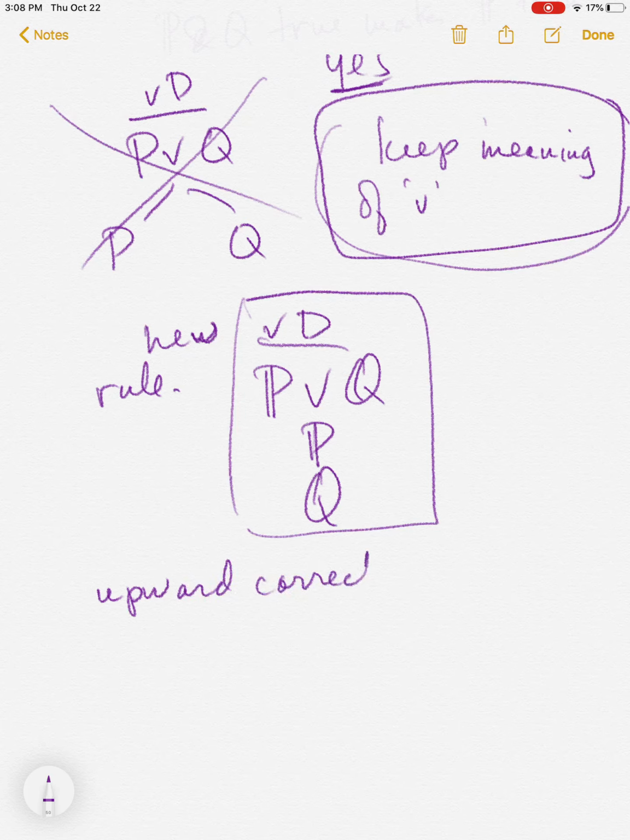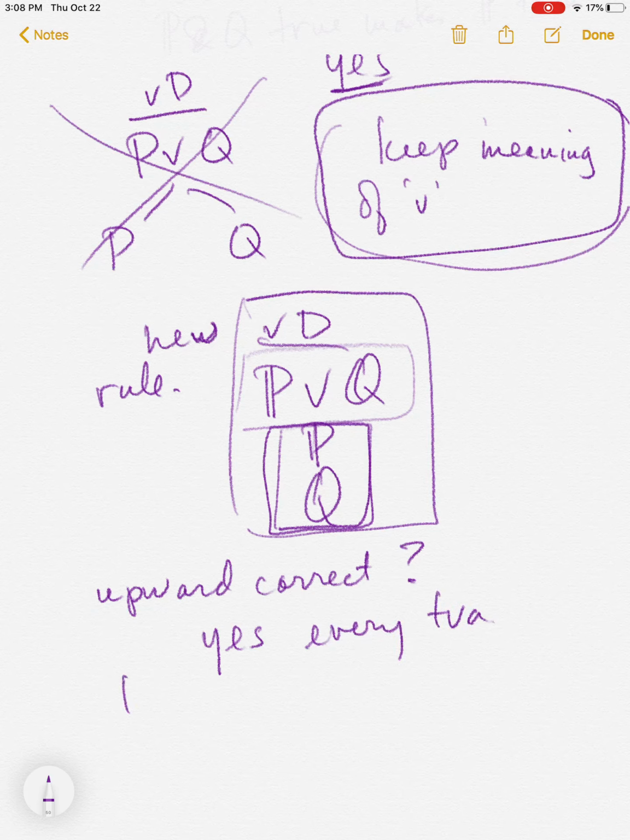I'll be more careful now, sorry. Is this rule upward correct? In other words, is it the case that every truth value assignment that makes P and Q true makes P or Q true? And the answer is yes, right?